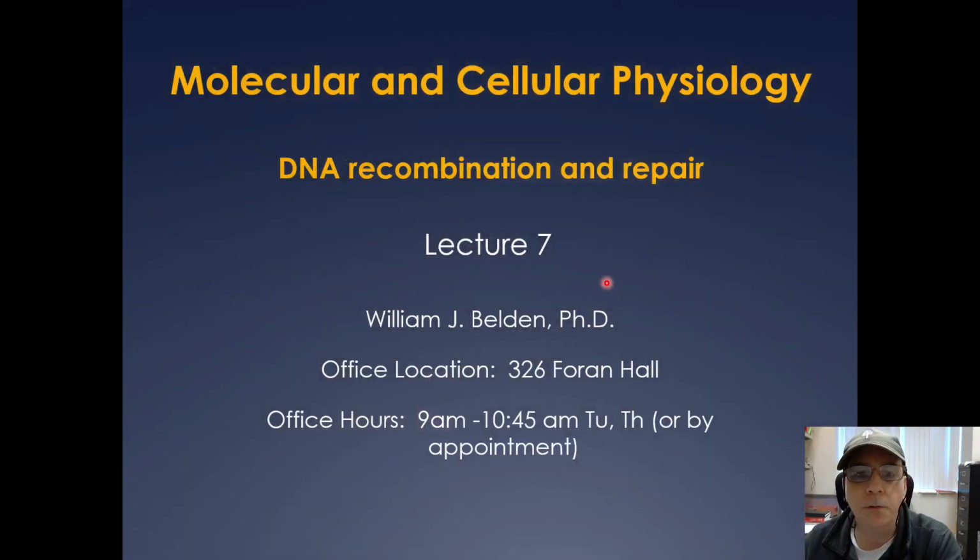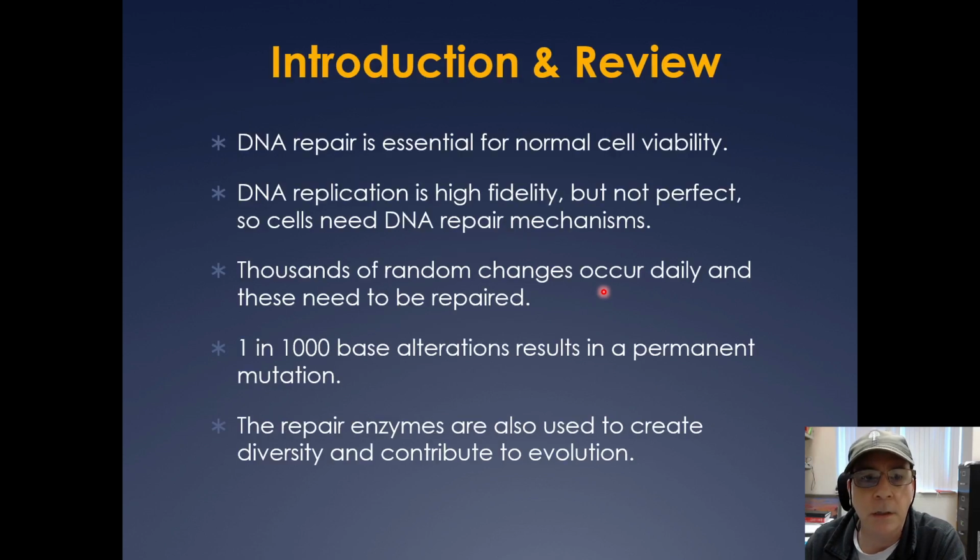Okay, class, so today we're going to cover DNA recombination and repair, and this very much builds off of what we did last time with DNA replication. So DNA repair is essential for normal cell viability, right? If you can't repair changes to the DNA rapidly, or any damage to the DNA, it's going to result in a mutation, and then normal cell viability actually becomes compromised.